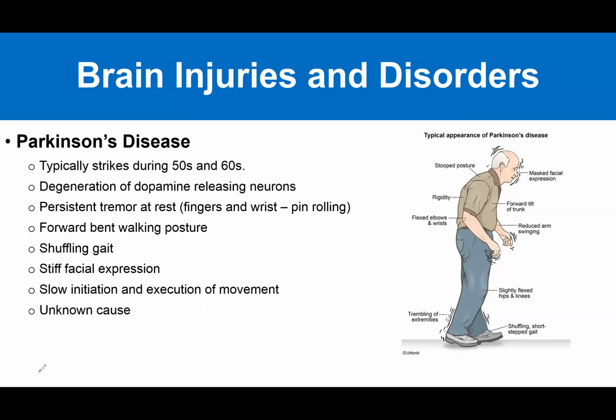Parkinson's disease is next on the list, and typically Parkinson's presents during the 50s and 60-year-old age range. It is caused by a degeneration of the neurons that release dopamine. Some of the symptoms of Parkinson's are tremors, specifically in the fingers and the wrist. Also having a forward bent walking posture called a stooped posture.